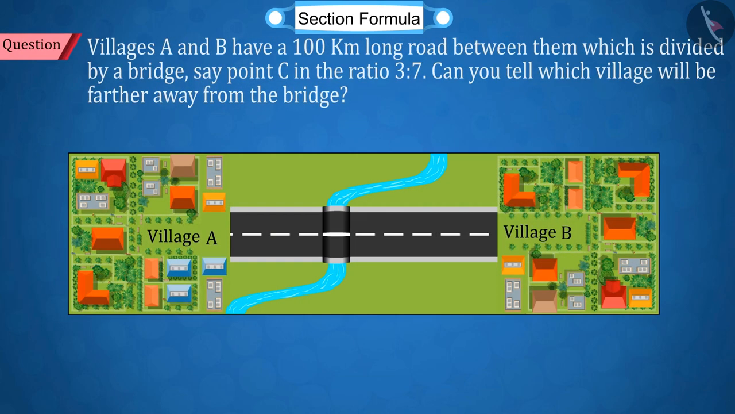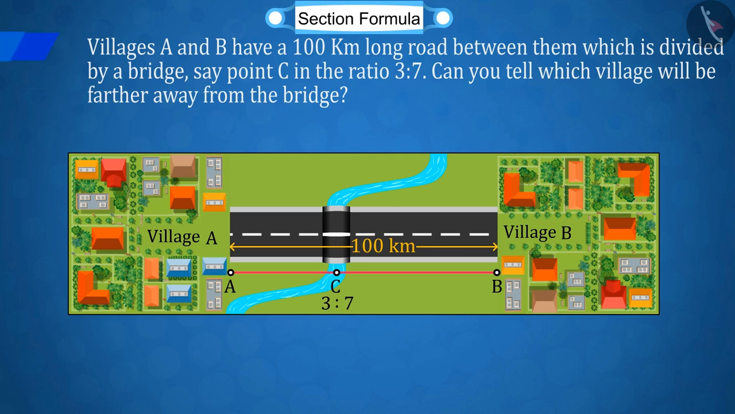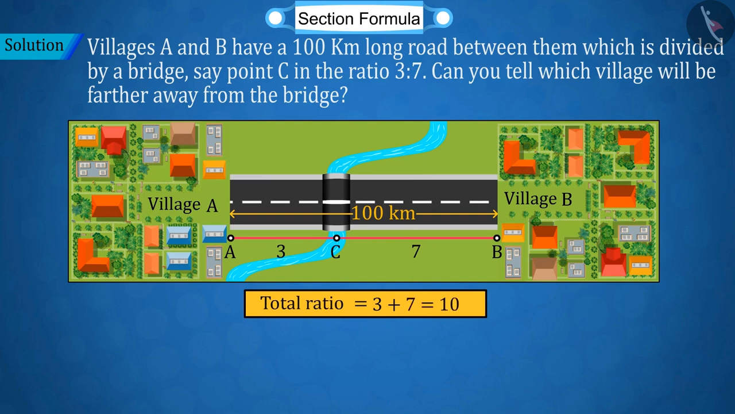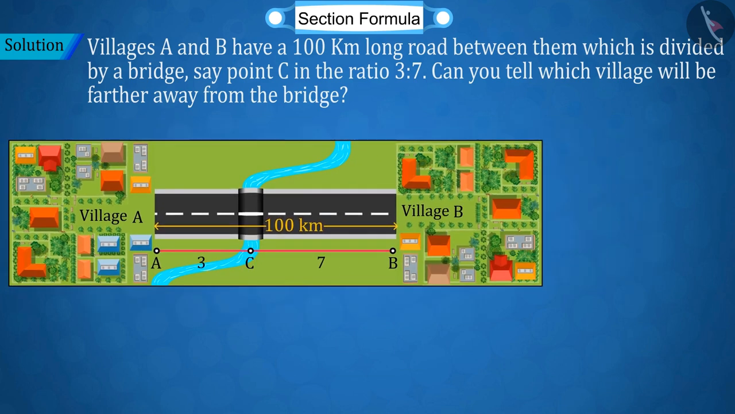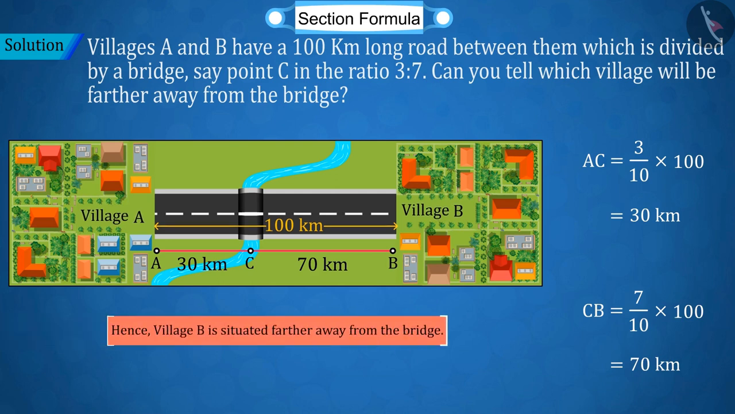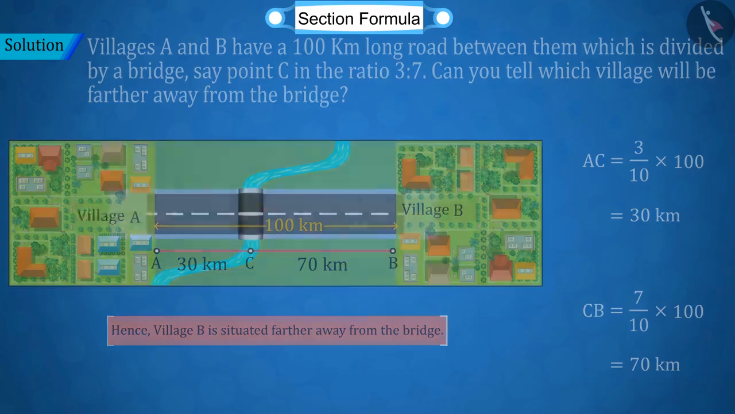Villages A and B have a 100 km road in between, which is divided by a bridge, that is, point C, into 3:7. So can you tell which of the two villages will be farther from the bridge? Well done. For this, we add both the parts of the ratio and see that one part of the road, AC, is 30 km, while the other part is 70 km. Hence, we can say that the village B is at a greater distance from the bridge.